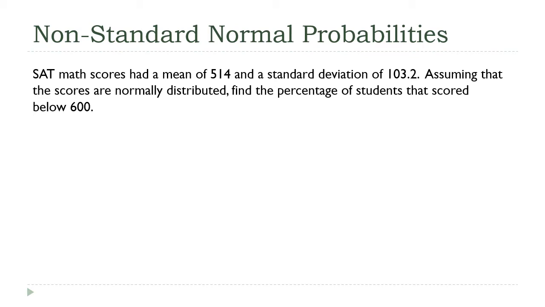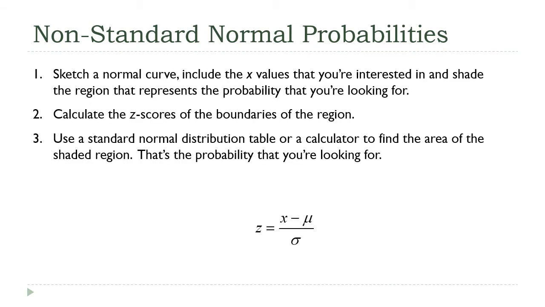Well, we've got a procedure, and it's really pretty straightforward. We start by sketching a normal curve, sketching out the probability that we're being asked to find. What section under the curve are we trying to find the area of here? So far, it's exactly the same as we were doing before.